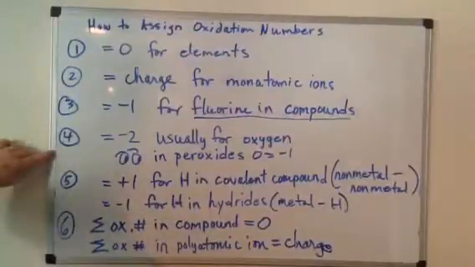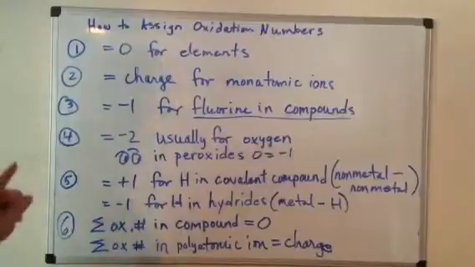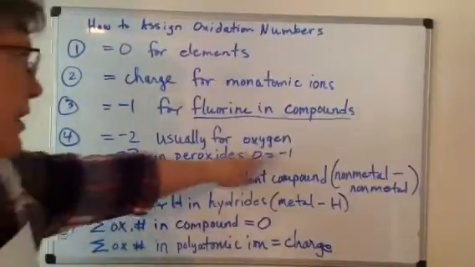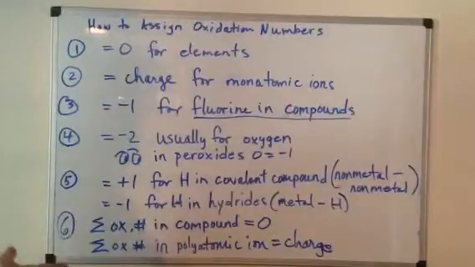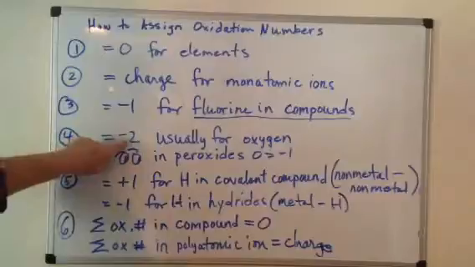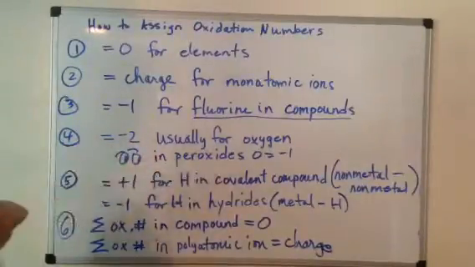Rule 4. Oxidation number is -2, usually for oxygen, but watch out. In peroxides, oxygen is -1. Also, oxygen can be other numbers, positive, negative, fractions. So usually -2. In all the polyatomics that aren't peroxides, it'll be -2. Rule 5.